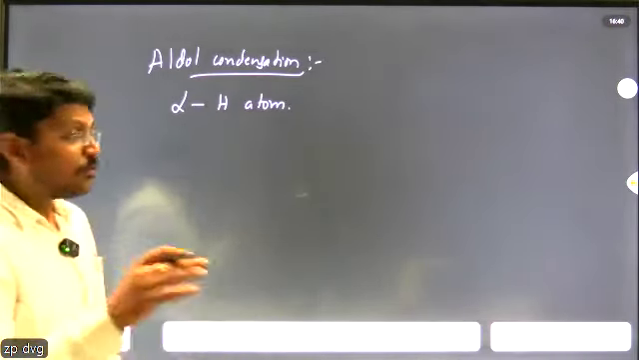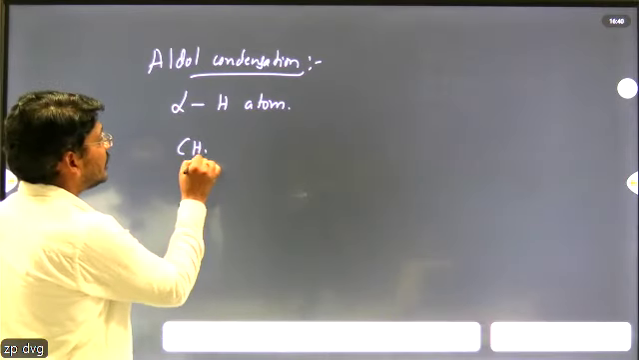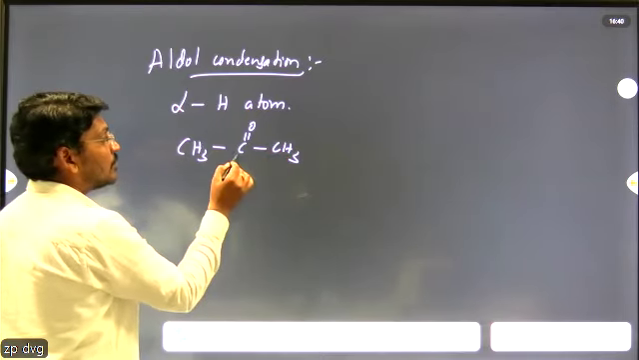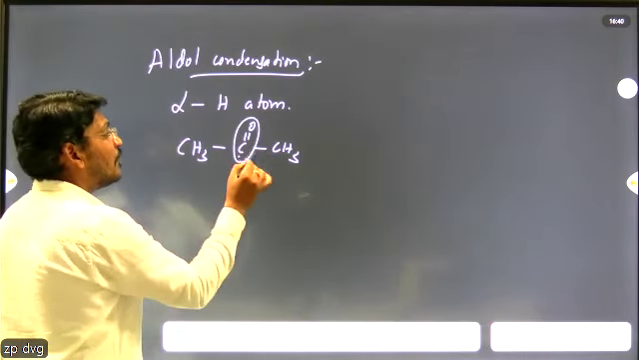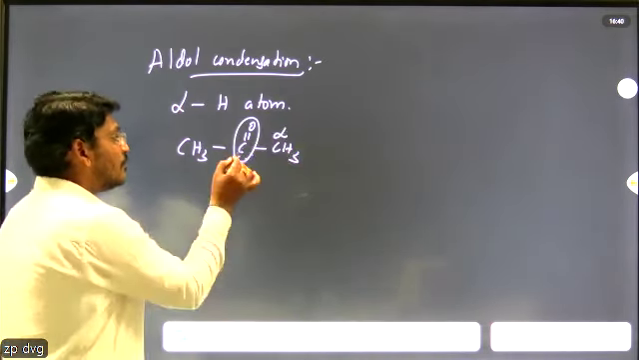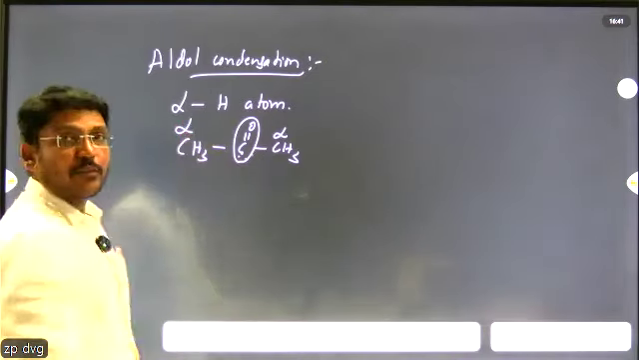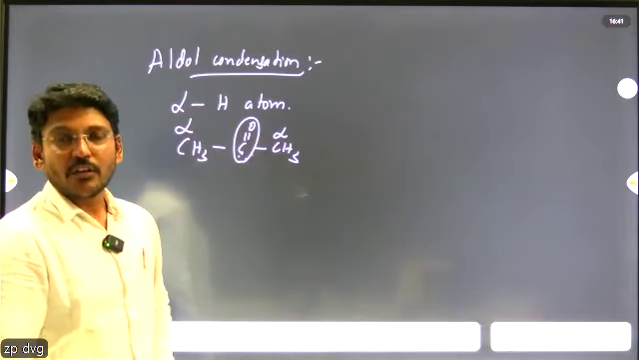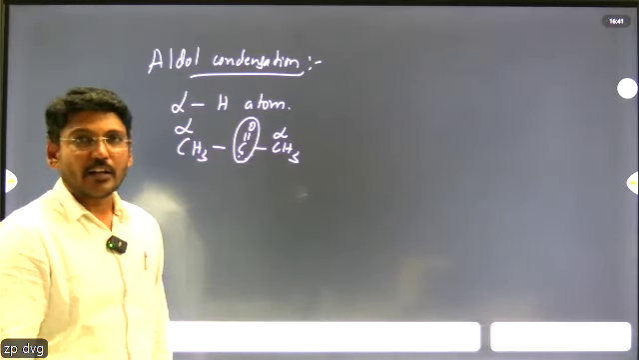So let us know what we mean by alpha hydrogen atom. Here CH3, C double bond O, and here comes a CH3. Now observe, this is the carbon bearing the functional group. The carbon attached to the functional group is called alpha. This alpha carbon must compulsorily have hydrogen. So without an alpha hydrogen atom, there is no aldol condensation.